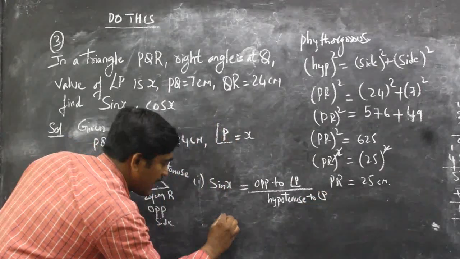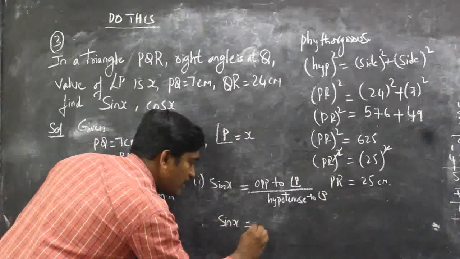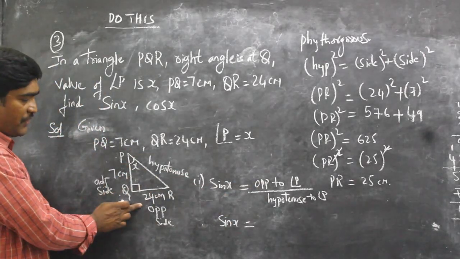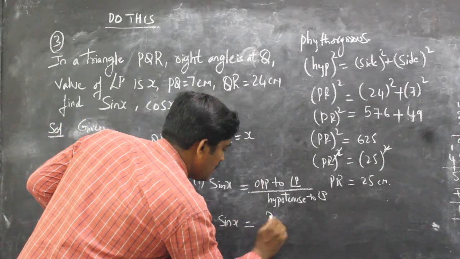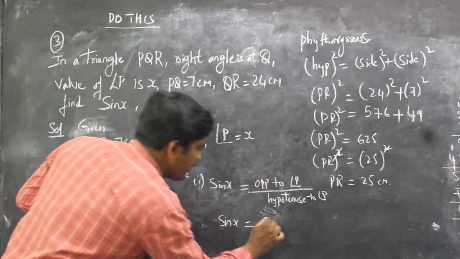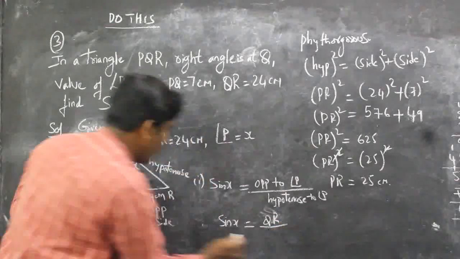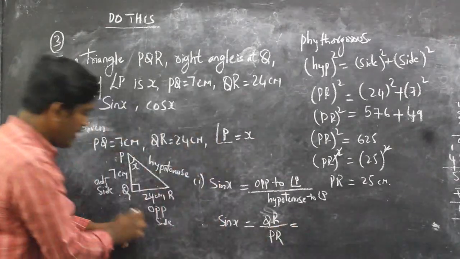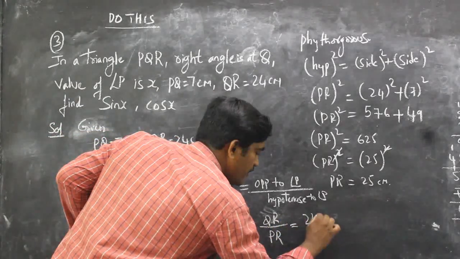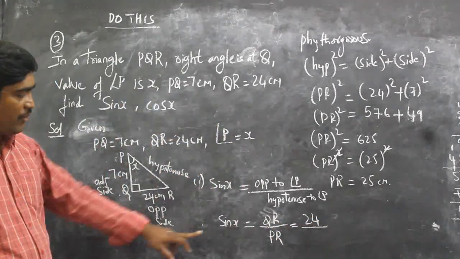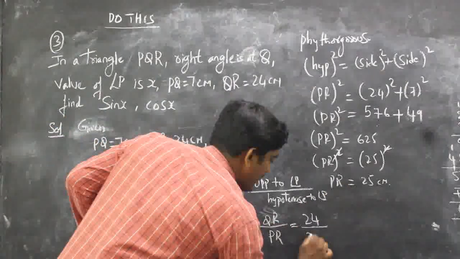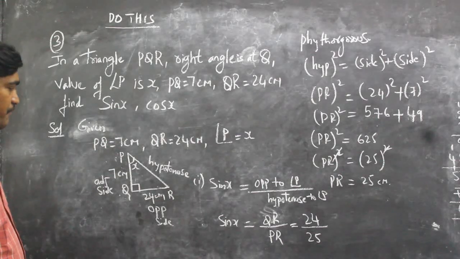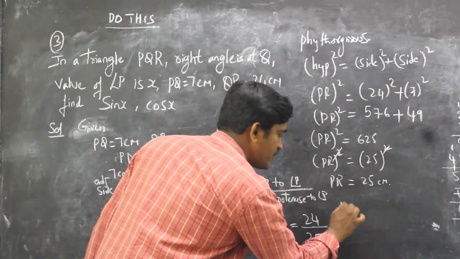Now sin x is equal to, what is opposite to angle P? This is the opposite to angle P, that is nothing but QR, by what is the hypotenuse? PR. Now QR we know the value as 24, and what is the value of PR? We have just got the value as 25. This is the first bit we'll solve, and similarly if I go for the second bit.